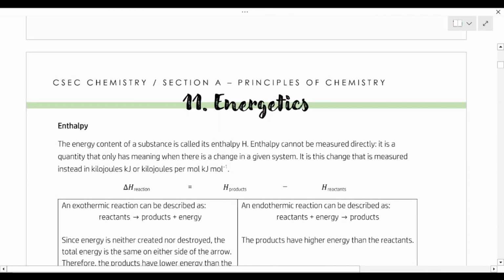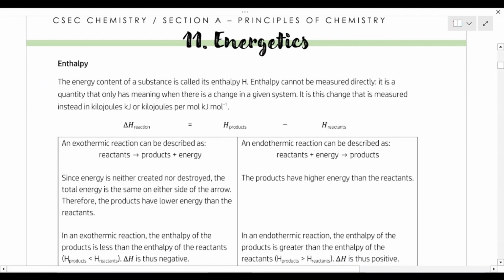Now, there's this term called enthalpy, which is basically the energy content of a substance. Enthalpy is the energy content of a substance, and it's represented by the letter H. The thing with enthalpy is that you can't measure it directly, whereas you can say, let's take this thermometer and say it's 37 degrees Celsius. You can't measure enthalpy directly. It only has meaning when there's a change in a given system. Now, the enthalpy of a reaction is equal to the enthalpy of the products minus the enthalpy of the reactants. And we're going to see how that falls in shortly.